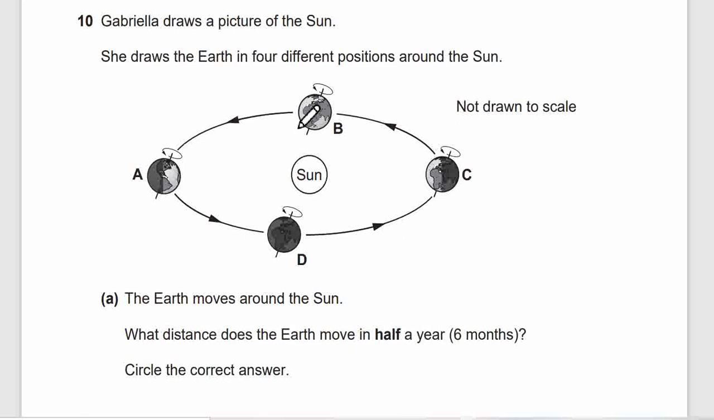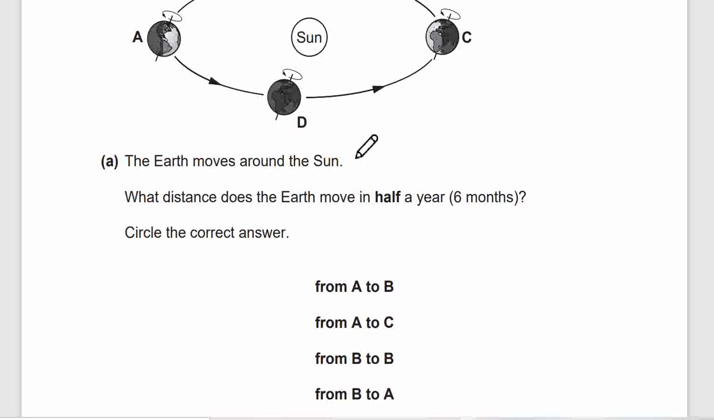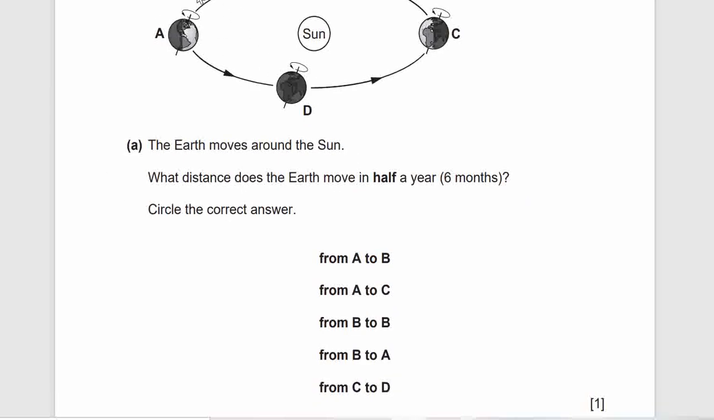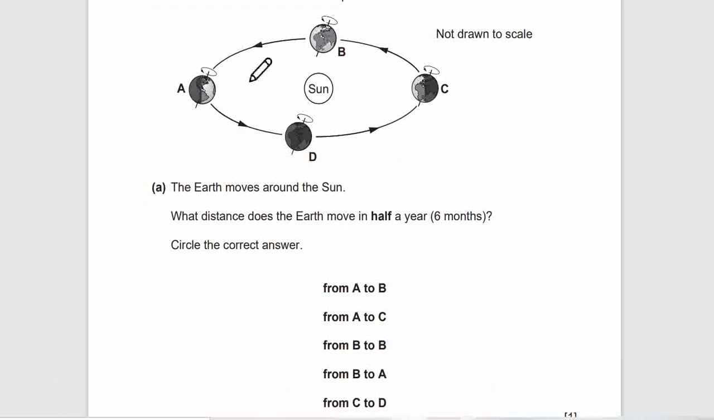So one full round is 1 year. So half year must be half round or semicircle. So is it A to B or is it A to C? Is it B to B? A to B is a quarter. A to C, yes, it's a half circle. B to B is a full circle.